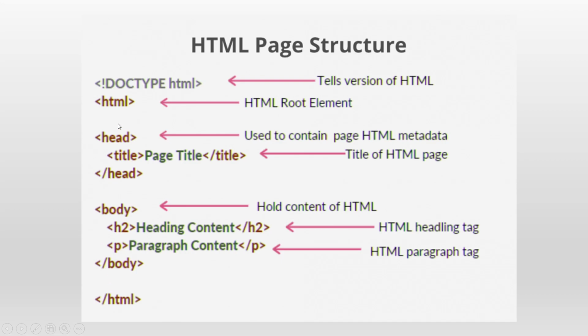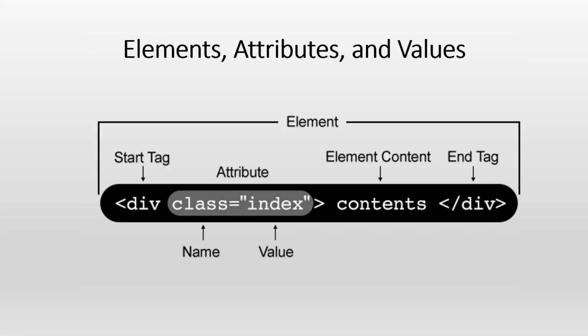Next, we will see what an element is. An element is nothing but a tag which has an opening and a closing tag. To put it simply, here we have written div, then div class equals index. There are greater-than and less-than symbols like this. These are called angle brackets.